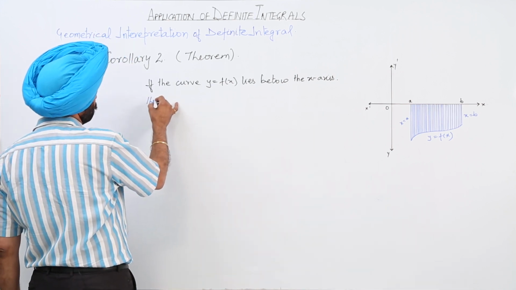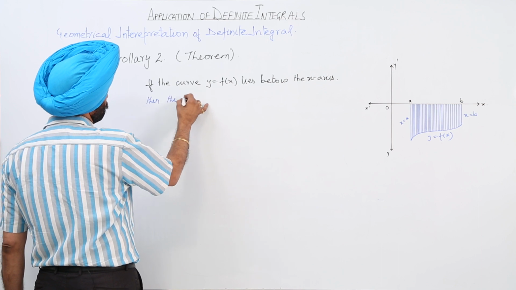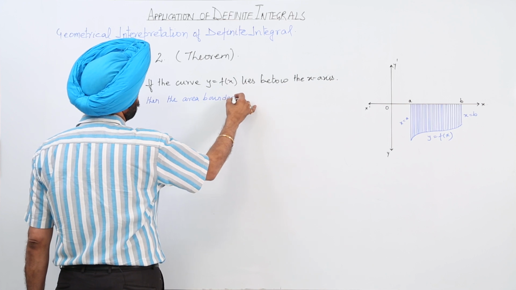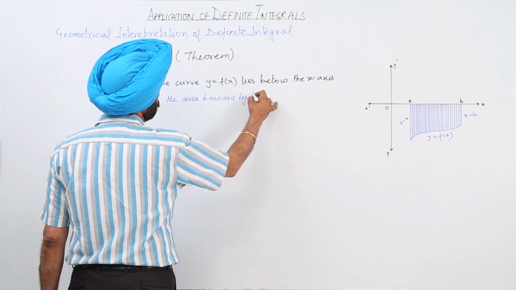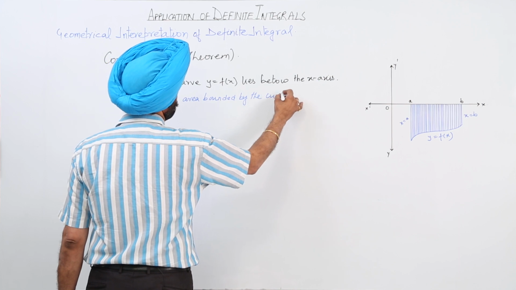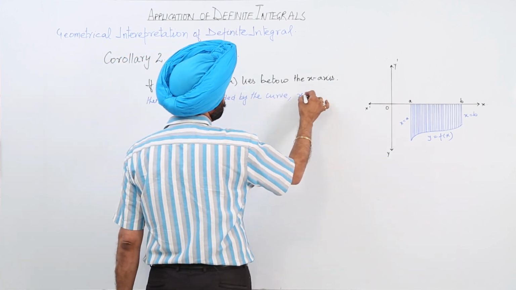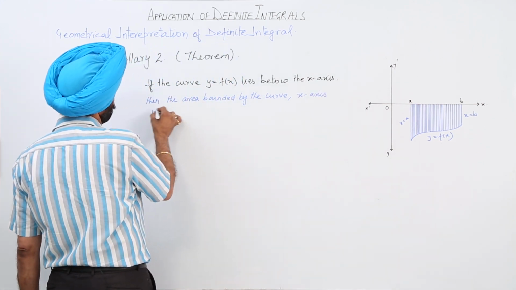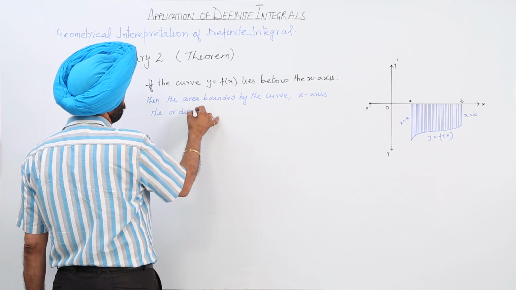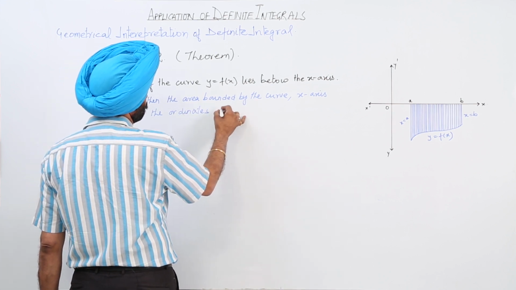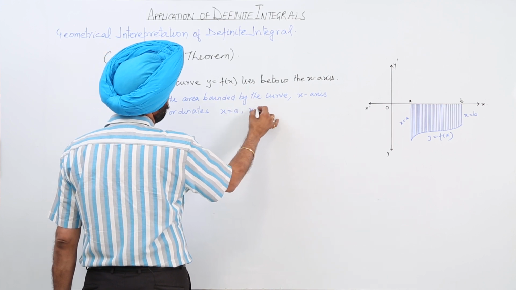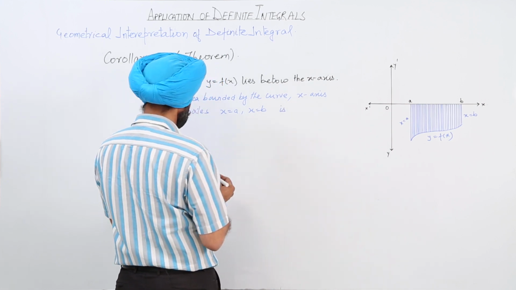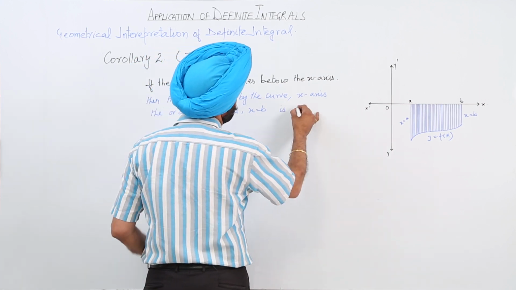then the area bounded by the curve, x-axis, the ordinates x is equal to a, x is equal to b is, now the area is negative.